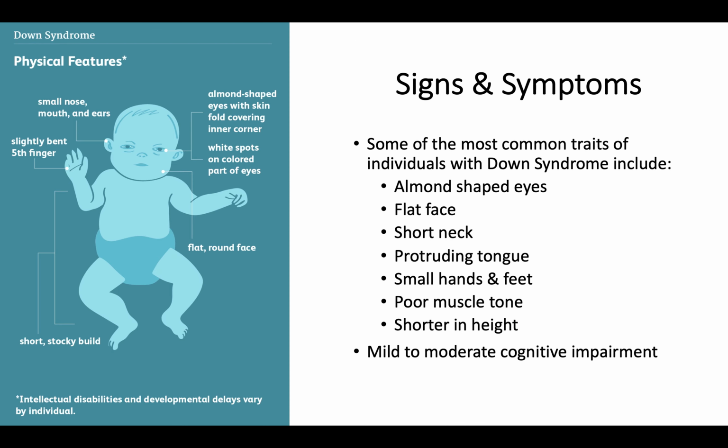Now let's look at the most common signs and symptoms associated with Down syndrome. Individuals with Down syndrome will have most of these traits, which include almond-shaped eyes, a flat face, a short neck, a protruding tongue, small hands and feet, poor muscle tone, and they tend to be shorter in height. They also have mild to moderate cognitive impairment, and all of these depend on the individual. You can see in this picture some of the things to look for in people that have Down syndrome.